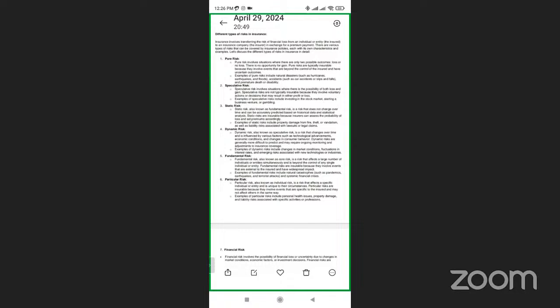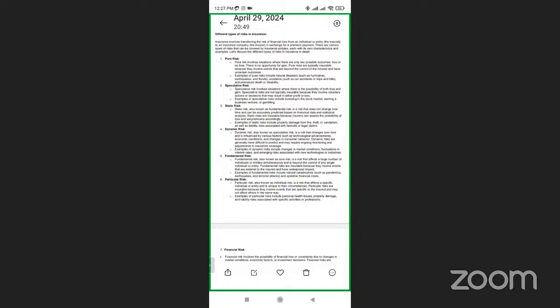Suppose as a banking institution, you have given loans to some persons and they fail to repay the loan. So as a bank, you will have to face loss because of non-repayment of the loan. Therefore, the banks normally try to insure the loan. So these are considered to be the financial risk.